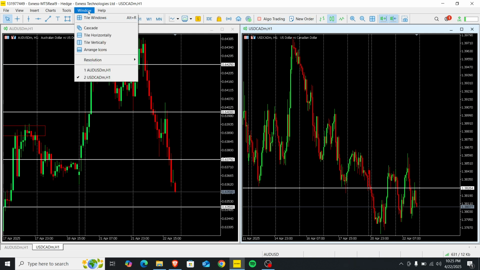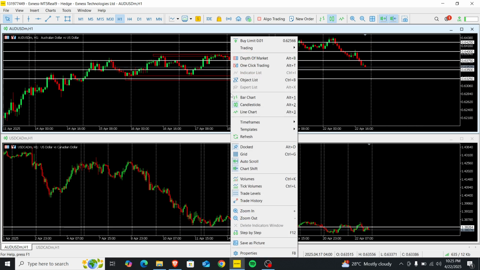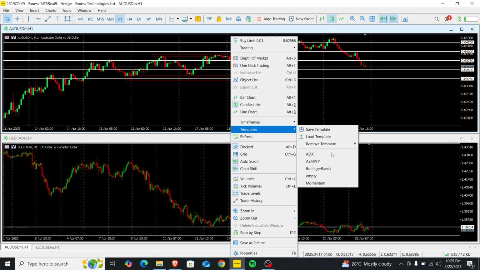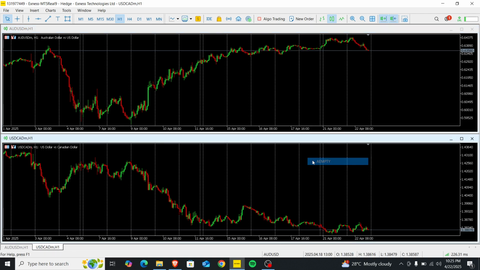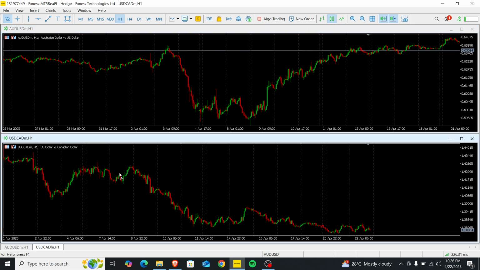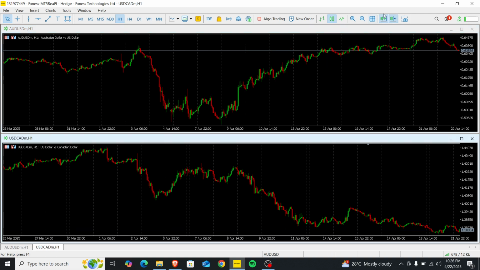So firstly, we want to have our windows like this so you can see our AUD on top and our USD below. So we start with a fresh template. Now all I want you to observe is we'll be looking for, sorry, we'll be looking for a sell setup on AUDUSD and a buy setup on USDCAD. Now, since we're looking for buy and sell, here are some potential setups right here.